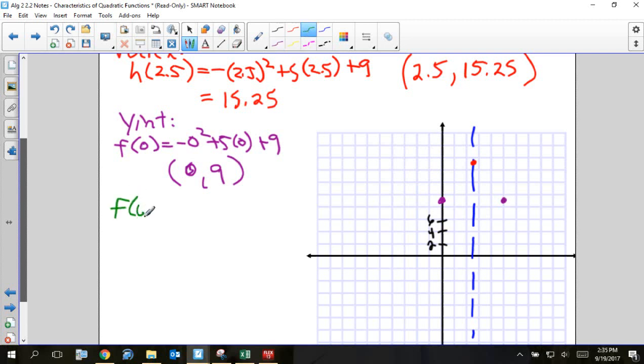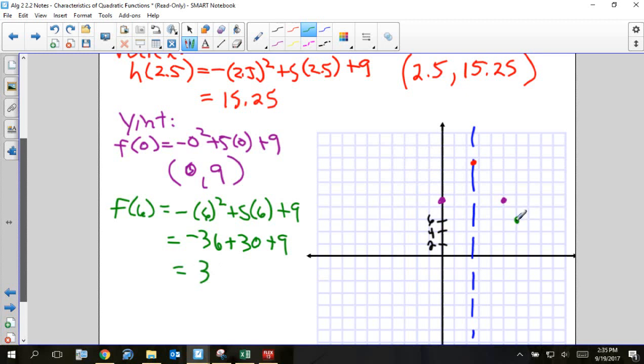So f of 6, -6 squared plus 5 times 6 plus 9. So you get -36 plus 30 plus 9. We get 3. Is that right? Is it 3? That's 3, right? Yeah.